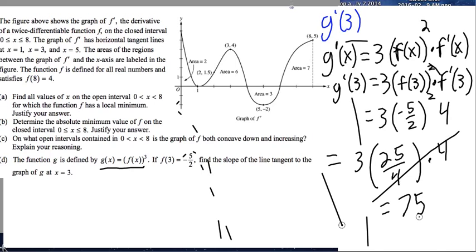And I think that's correct. Let me just double check to make sure I feel good about it. So we applied our chain rule, we substituted in 3, then we substituted in f of 3 and also 4, squared the fraction, we had a common factor of 4, 3 times 25. Yeah, this seems pretty good.